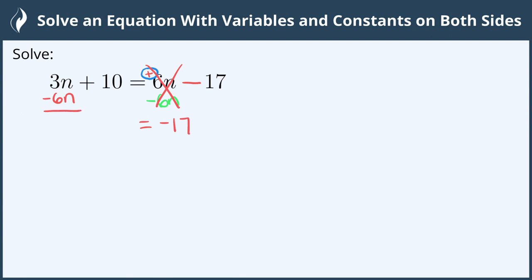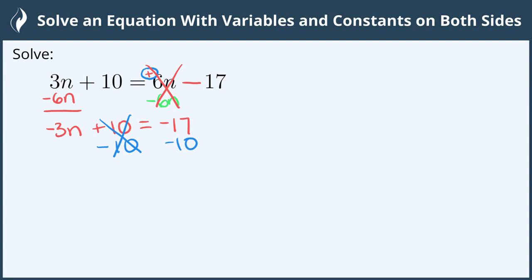Now we can combine like terms on the left side, and we get 3n minus 6n, which is negative 3n plus 10. Now that we've combined the terms with variables, we'll need to move everything without a variable, or the constants, to the other side. To do that, I have a plus 10 that needs to move from the left side to the right side. The opposite to negate that will be subtracting 10 from both sides to keep it balanced.